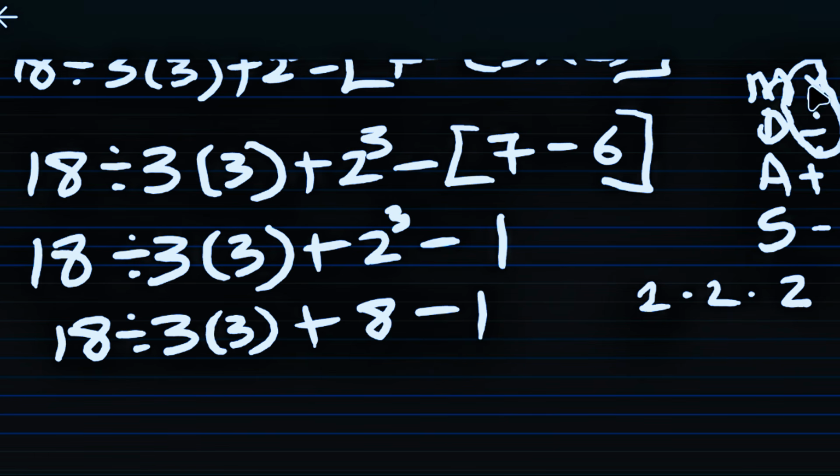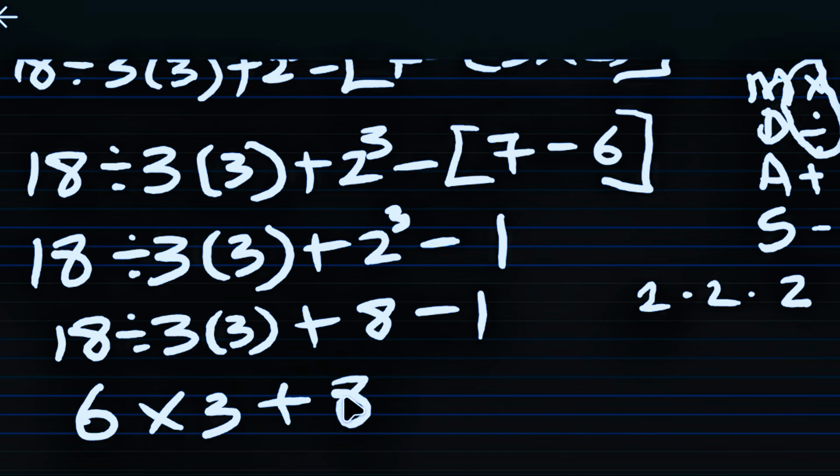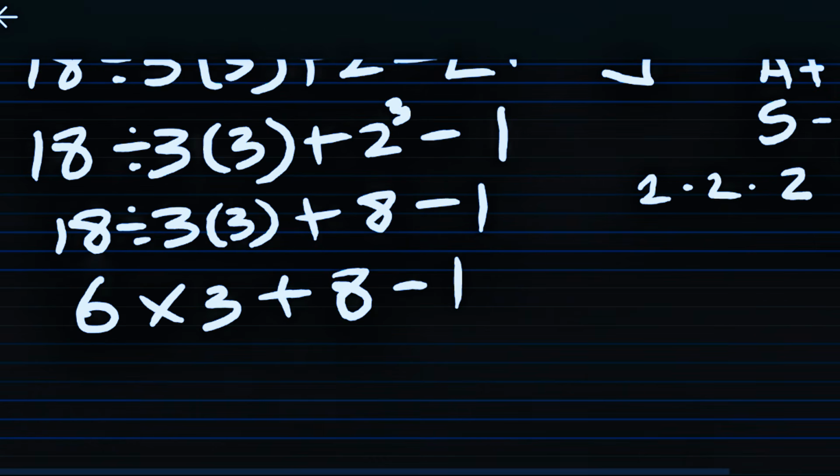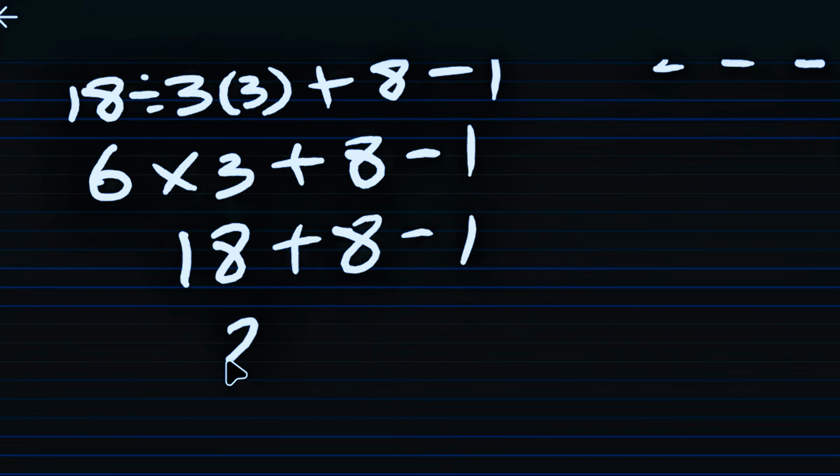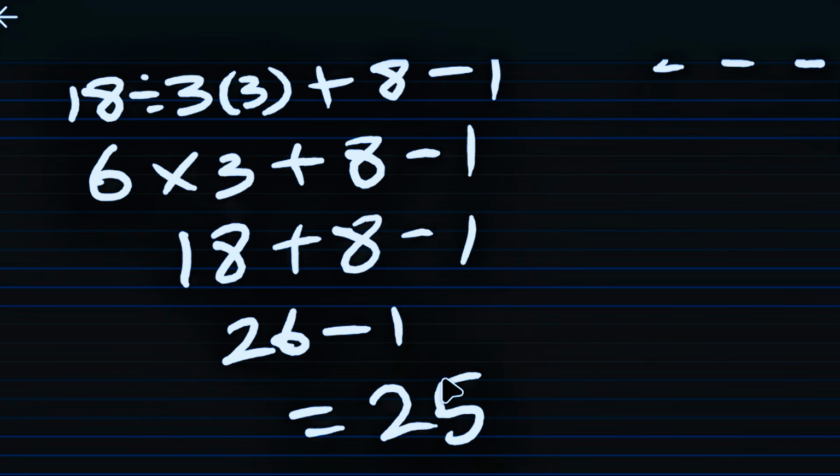Remember that we said that multiplication and division are of the same priority. So here we have division and multiplication, and we are going to solve from the left to the right, since both of them are of the same priority. We have 18 divided by 3, and that will give us 6, multiplied by 3, then plus 8 minus 1. From here, multiplication is of higher priority to addition and subtraction, so we'll multiply first. 6 multiplied by 3 equals 18, plus 8 minus 1. 18 plus 8 will give us 26 minus 1, and 26 minus 1 equals 25 as the right answer.